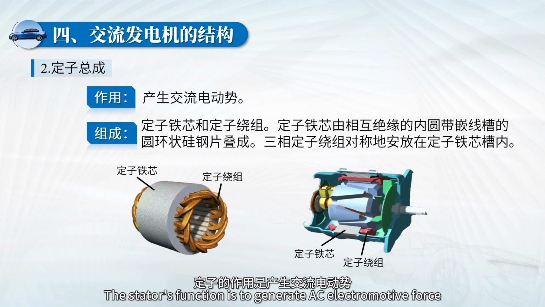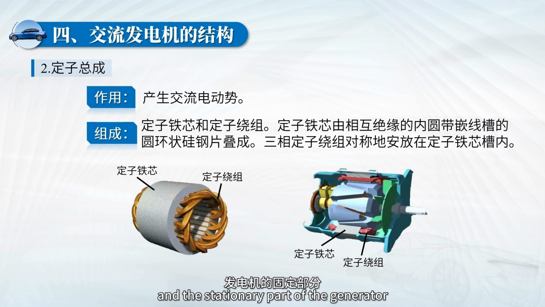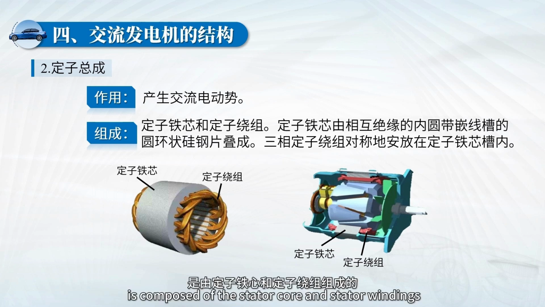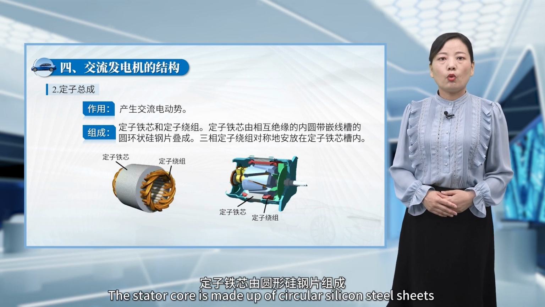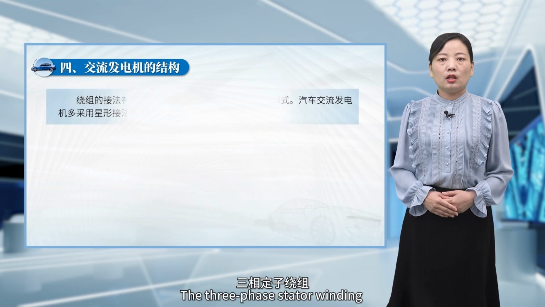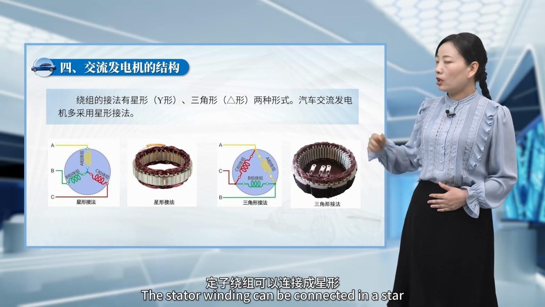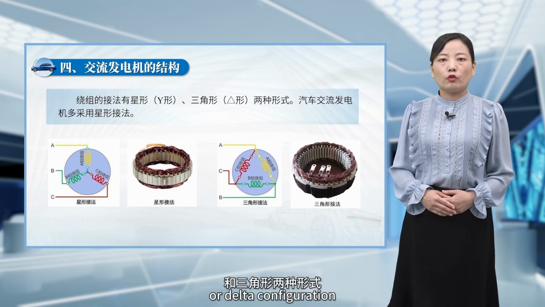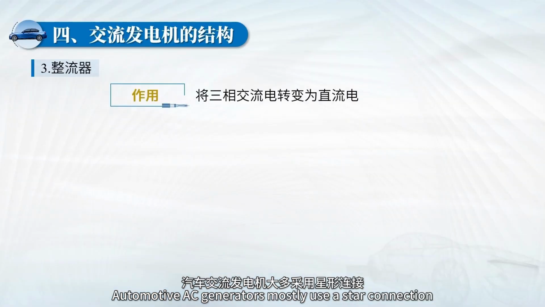The stator's function is to generate AC electromotive force. It is also known as the armature and the stationary part of the generator. The stator is composed of the stator core and stator windings. The stator core is made up of laminated silicon steel sheets with insulated wire slots embedded. The three-phase stator windings are symmetrically placed in the stator core slots. The stator winding can be connected in a star or delta configuration. Automotive AC generators mostly use a star connection.